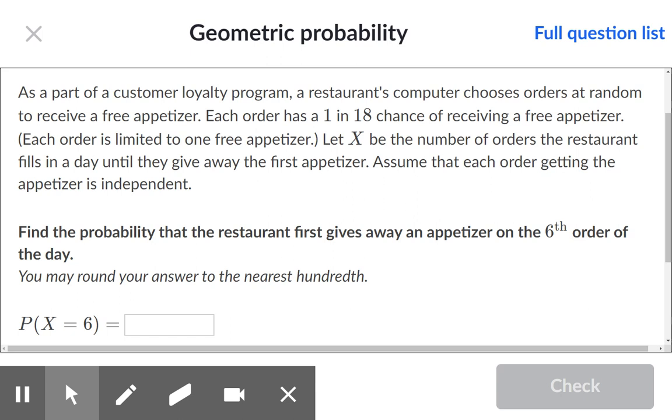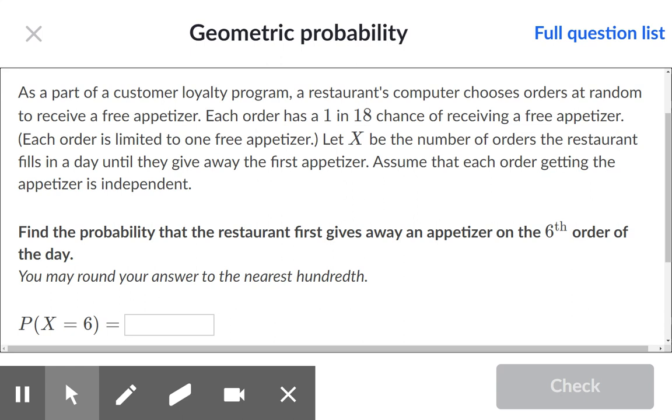So here you go, N is not given. It's obviously geometric, and the probability of success is 1 over 18. Each order has a 1 over 18 chance of receiving a free appetizer. And right here, assume that each order getting the appetizer is independent, so you know all the conditions are satisfied. So they ask you here, find the probability that the restaurant first gives away an appetizer on the sixth order, so X equals 6.